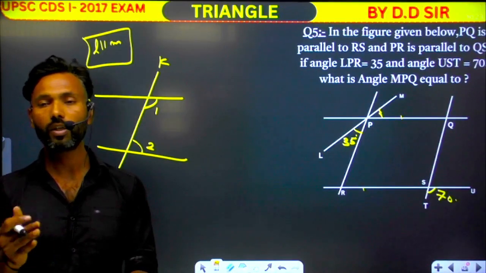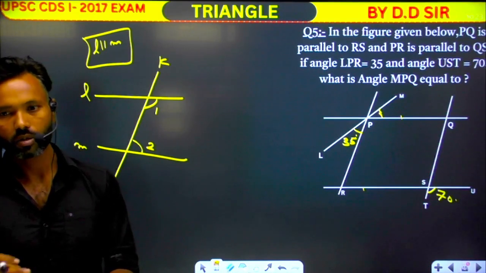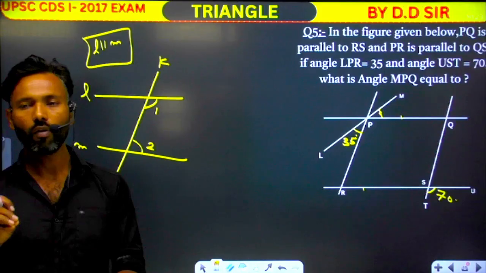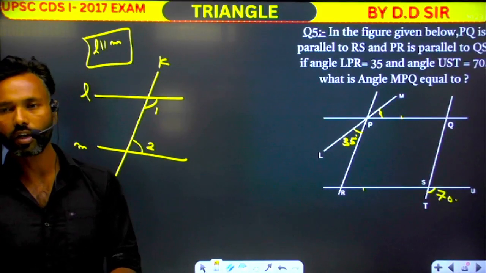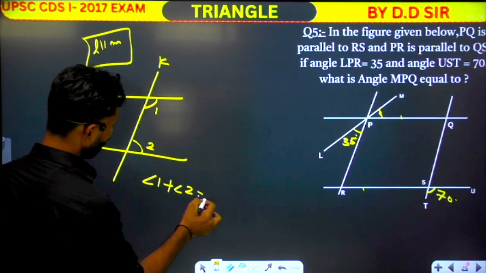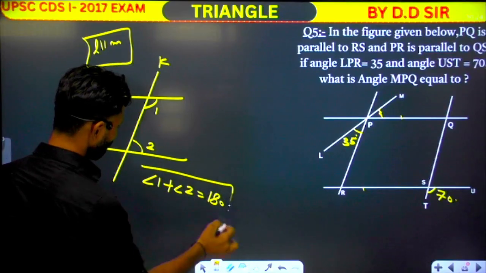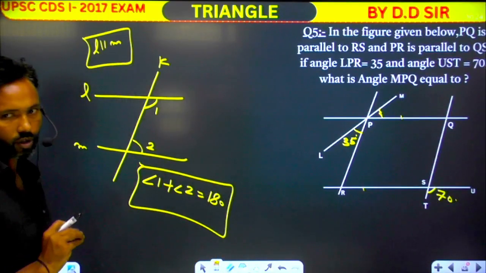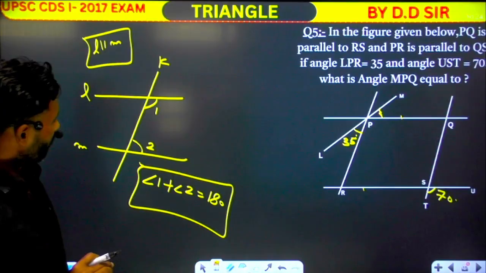The property says that the sum of co-interior angles will always be equal to 180 degrees. So I can say that angle 1 plus angle 2 will be equal to 180 degrees. So this is the property of co-interior angles. Got it? Now let's simplify our question.